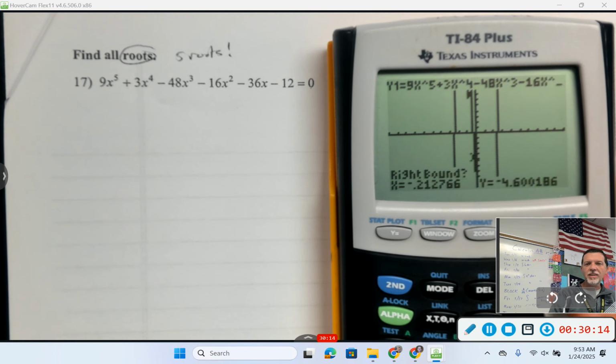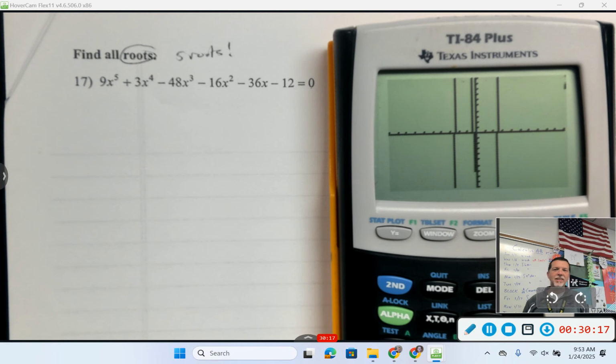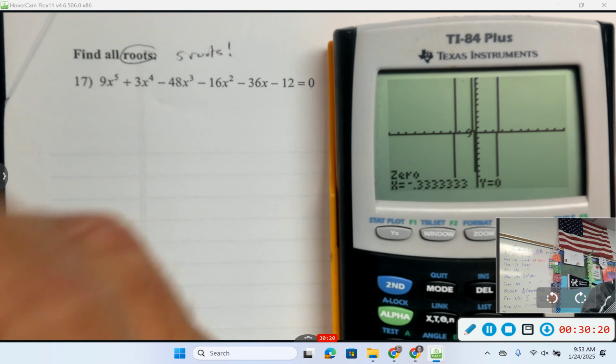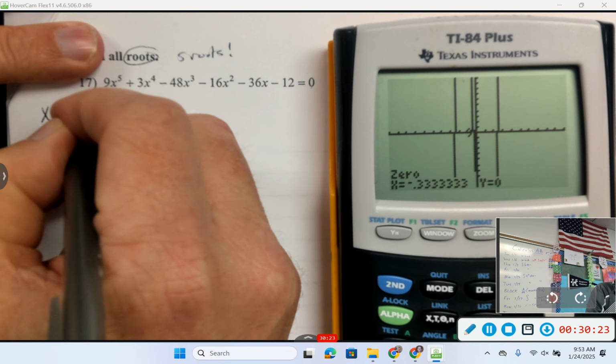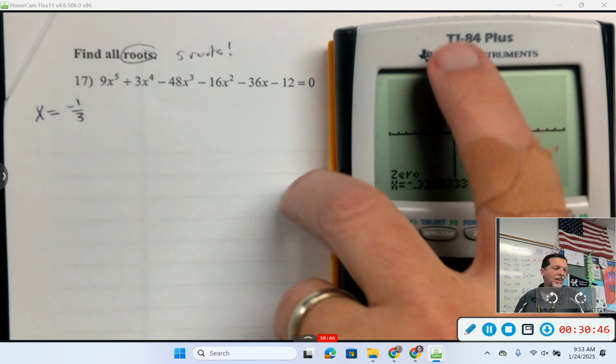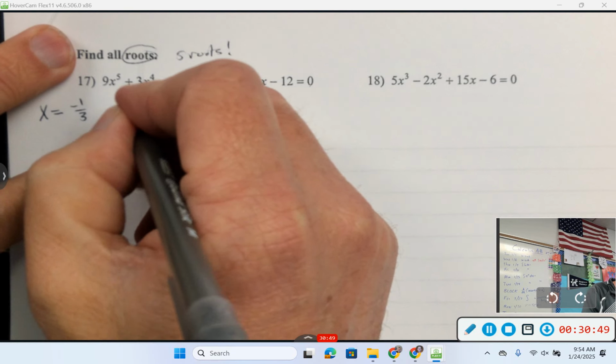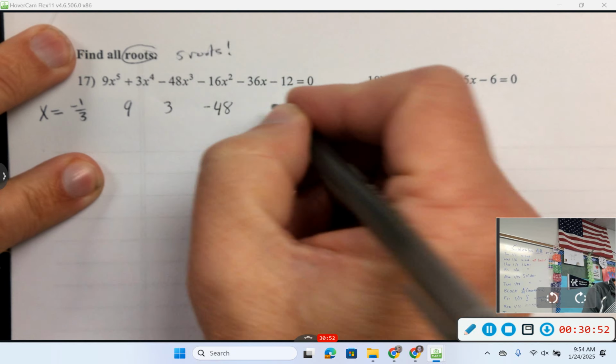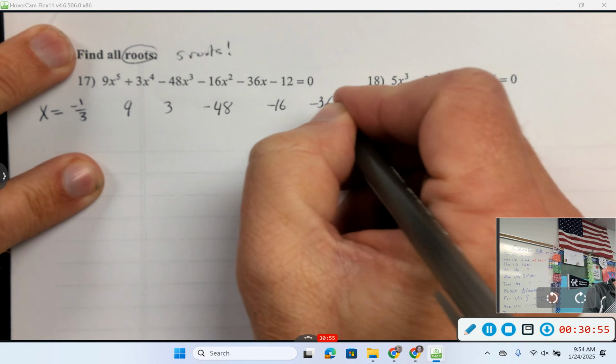So left bound, right bound, guess. Oh, that's a nice one. Negative 1/3. Okay, here's a hint. If you find a nice one, go ahead and synthetic divide, because sometimes your reduced polynomial is something you can work with. So rather than worry about finding the other two just yet, let's synthetic divide with negative 1/3 and see what happens. I know part of what's going to happen. I should get 0 at the end.